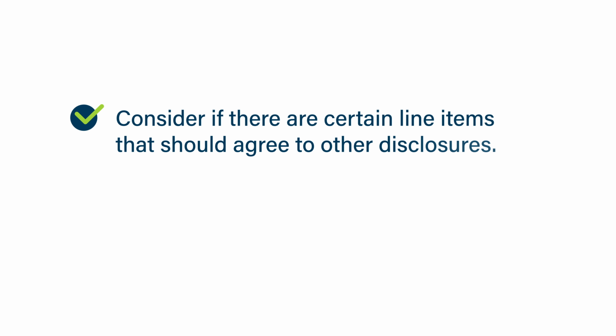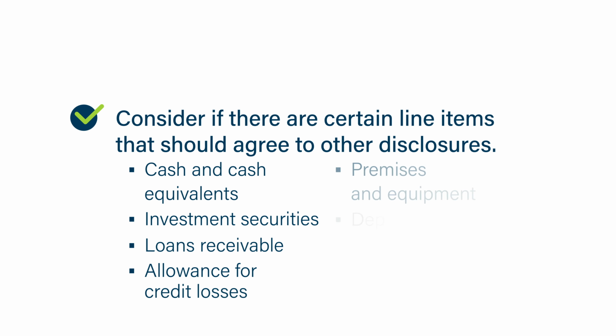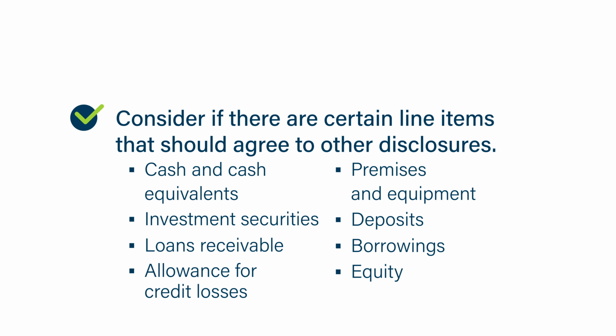And then lastly, consider if there are certain line items on your balance sheet that should agree to other disclosures. This is key. For those line items, you want to check for consistency with the disclosures. Again, compare your balance sheet to the related disclosure, making sure that amounts that should agree actually agree. You'll often find there might be some rounding errors, might be off by a few dollars. So this is a real common area where we find edits.